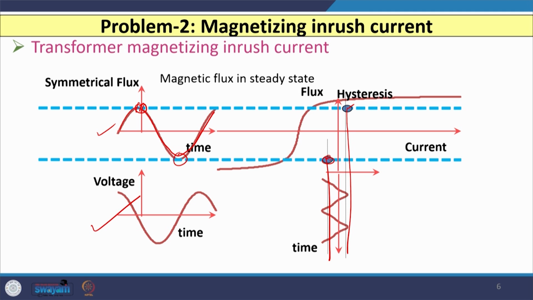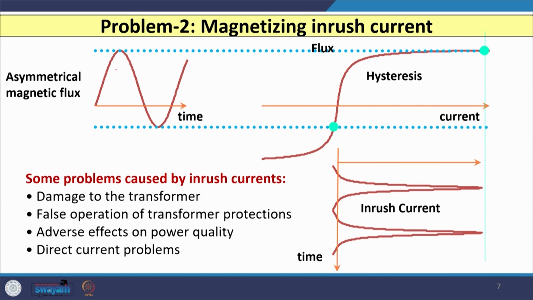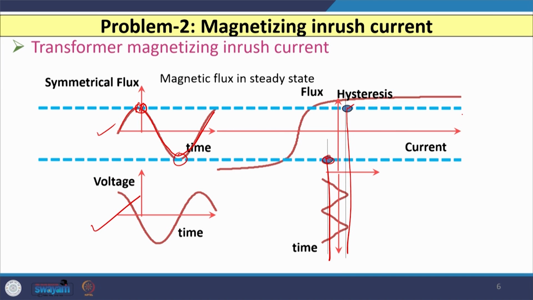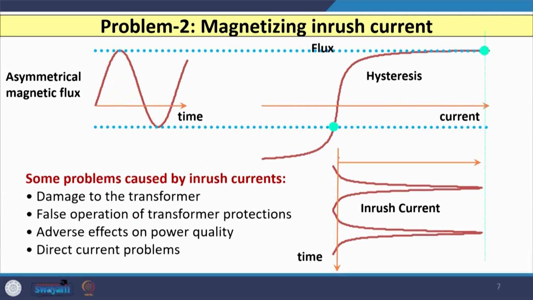However, when your flux is not symmetrical, that means when it is asymmetrical in nature, you can see there is an asymmetry. In that case this point will be extended on the BH curve, because in the earlier case, I have shown the hysteresis curve where the operating point remains in the linear region. When the flux becomes asymmetrical, this point is extended, whereas this point remains as it is.